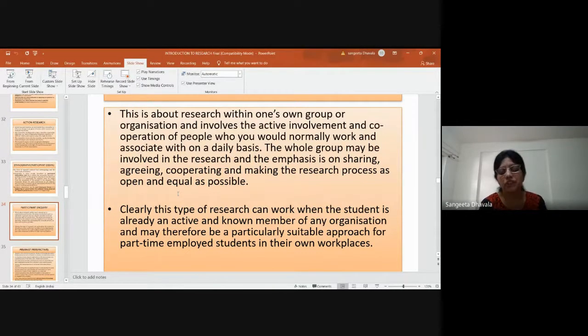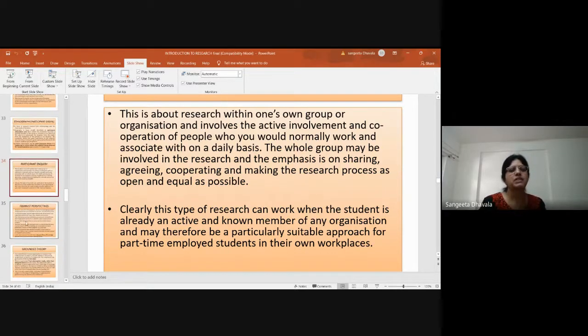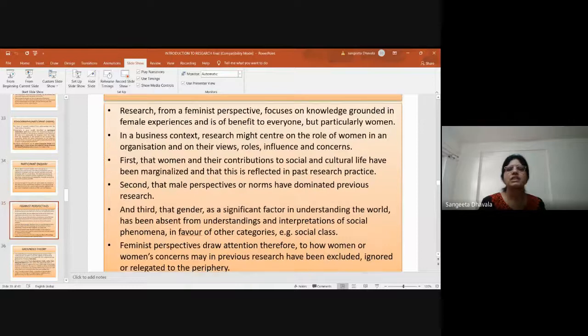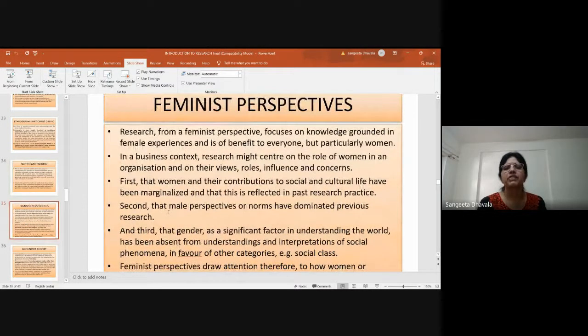This type of research work suits a student who is already an active and known member of an organization. Quite a number of times companies would not want to share major information about their organization. So if you are one amongst the organization, then such kind of participant inquiry is possible. Now this is the feminist perspective. What is this? It focuses on knowledge grounded in female experiences and is of benefit to everyone, but more particularly to women.